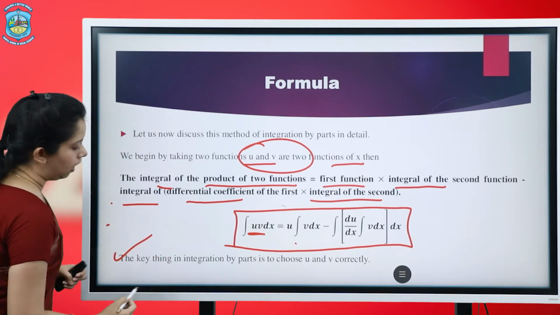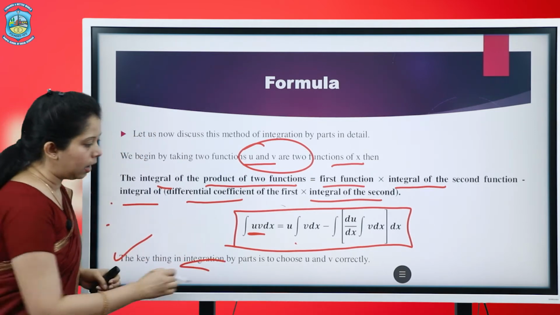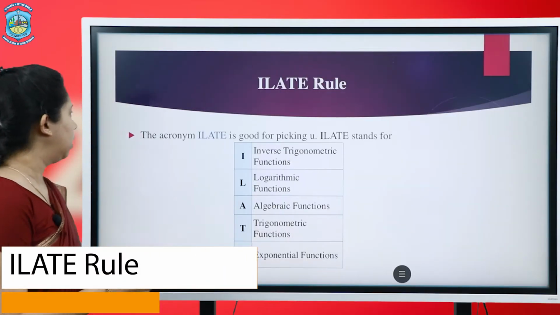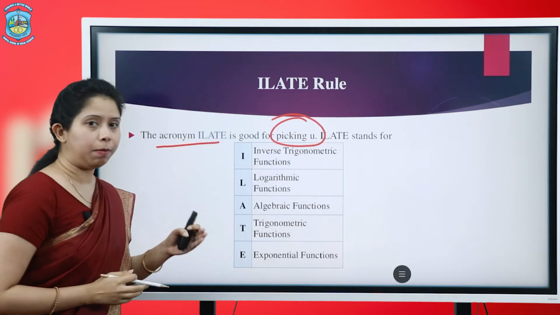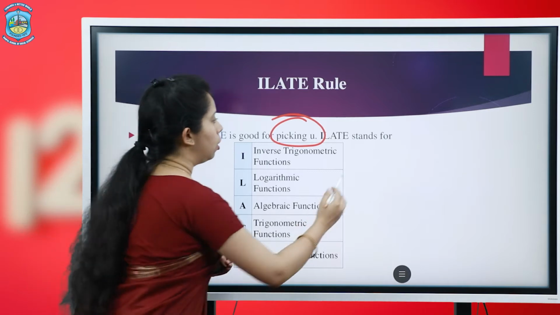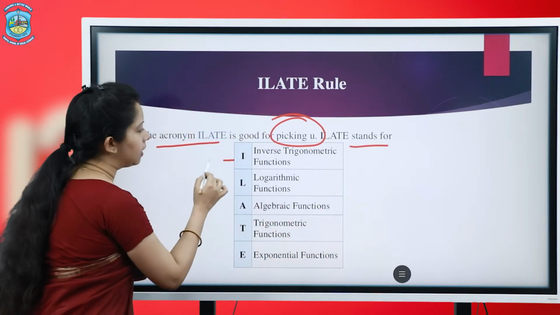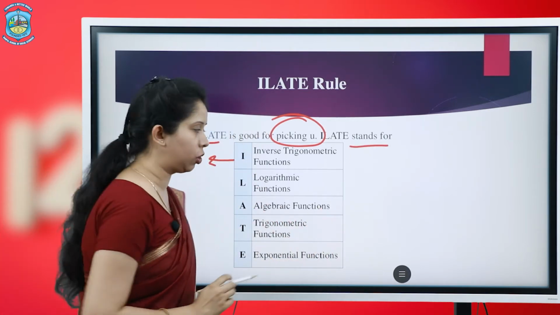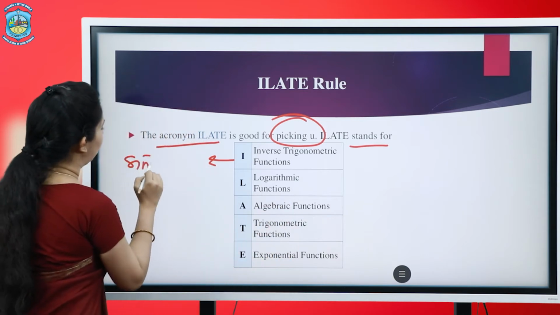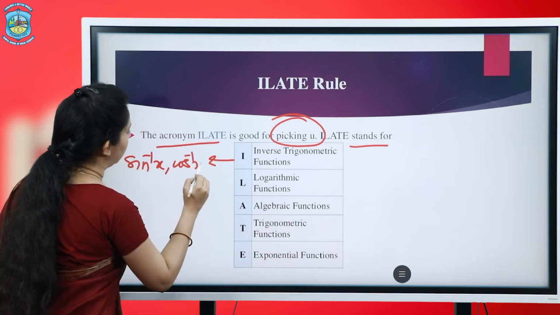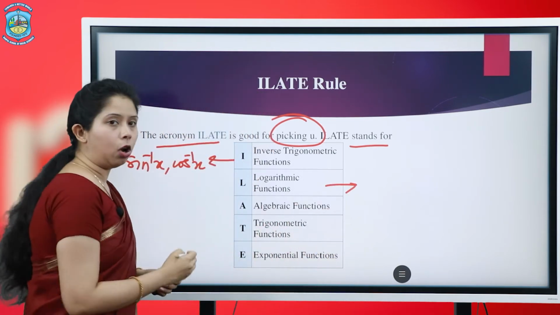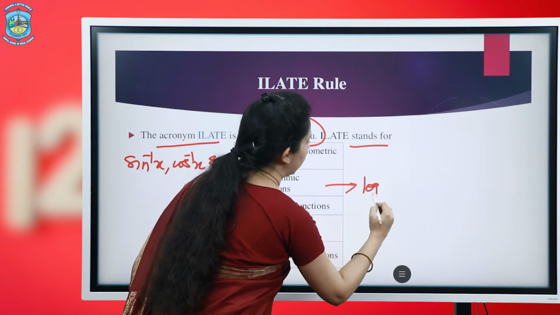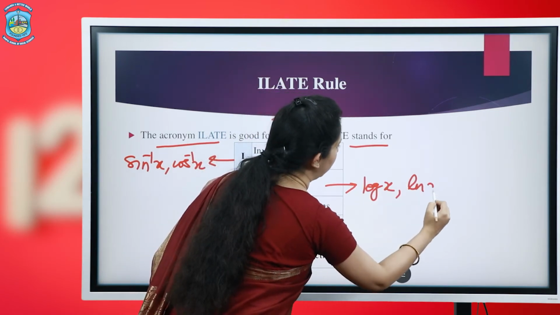Now the key thing in integration by parts is that we choose u and v correctly. The acronym ILATE is good for picking u, that means the first function. ILATE stands for: I stands for inverse trigonometric functions, for example sine inverse x, cos inverse x. L stands for logarithmic functions; here we can take common log and natural log.